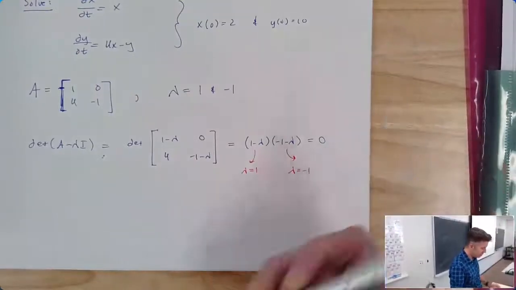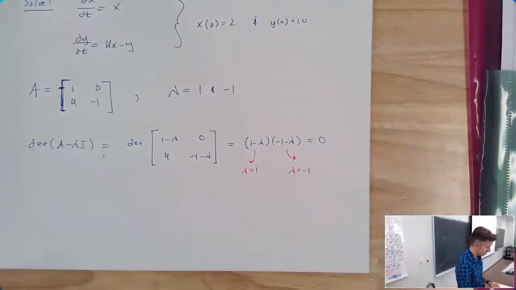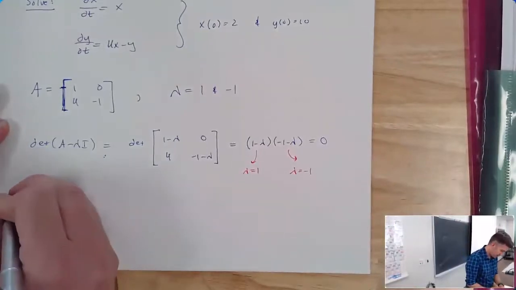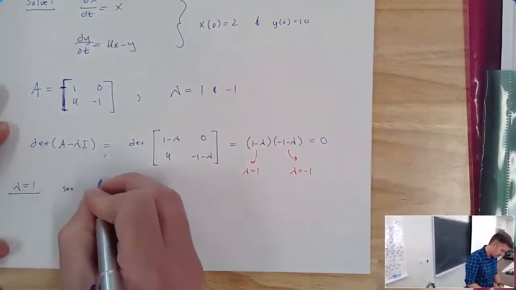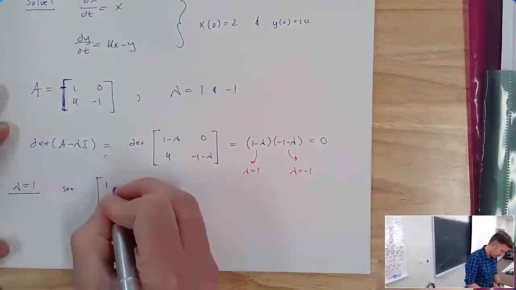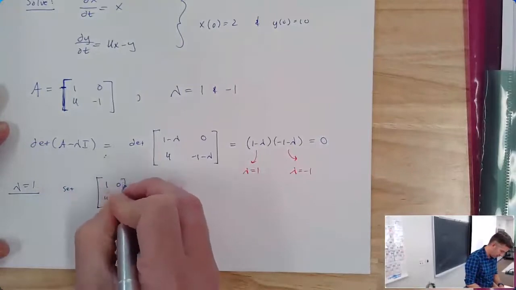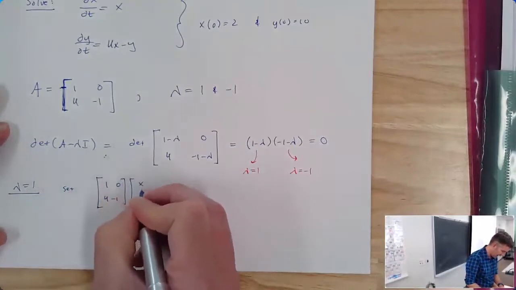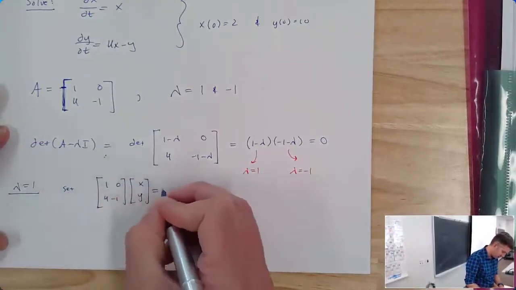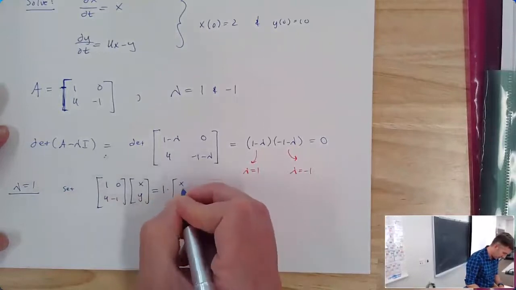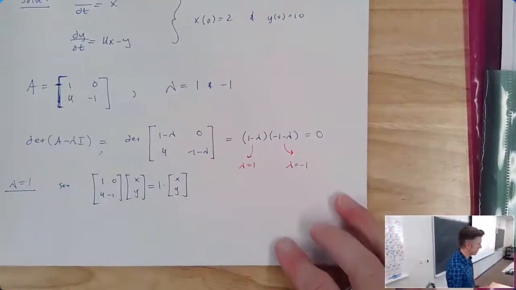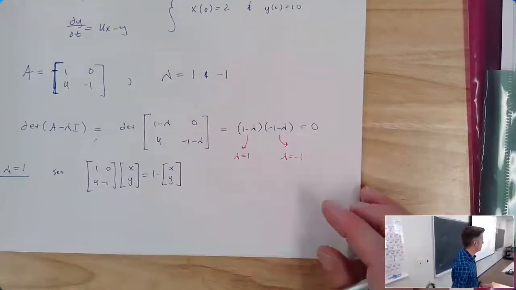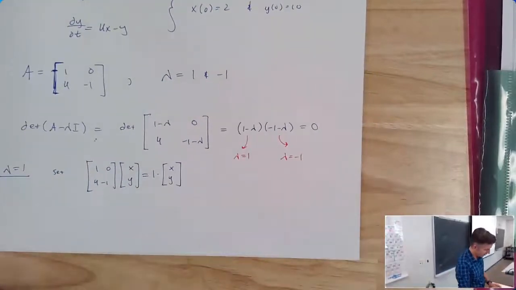And so then we can find the eigenvectors. So for lambda equal to 1, we're going to set our matrix 1, 0, 4, negative 1 times our unknown eigenvector equal to 1 times our unknown eigenvector. And this situation is always a little bit challenging at first. Be a little extra careful.